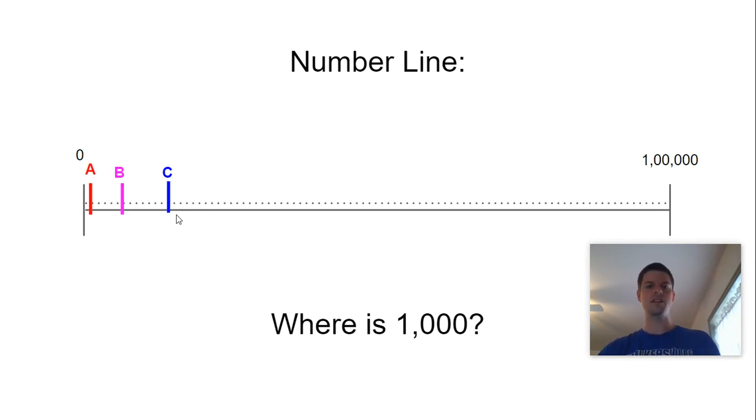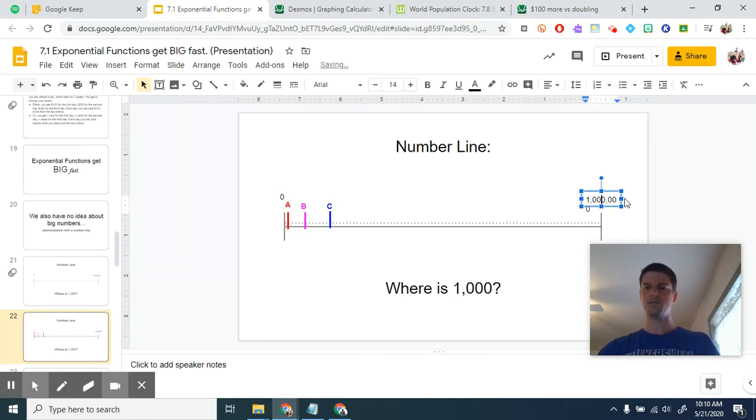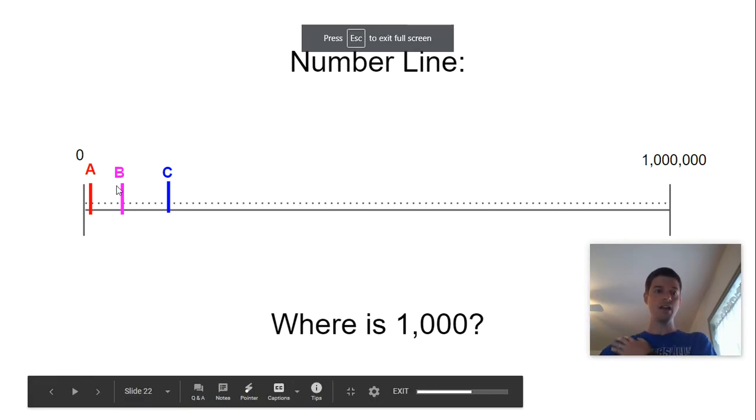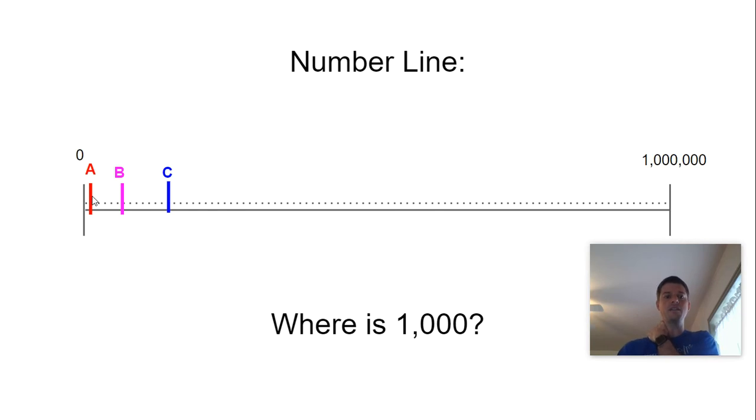And now what I want to do is I want to give you some options. Okay, let me change this. It's just bothering me just a little bit. There we go. Still 0 to 1 million, right? And let's say, do you think 1,000 would be to the left of A, between A and B, between B and C, or to the right of C? Okay, which section do you think 1,000 falls into? Okay, go ahead and make a guess.